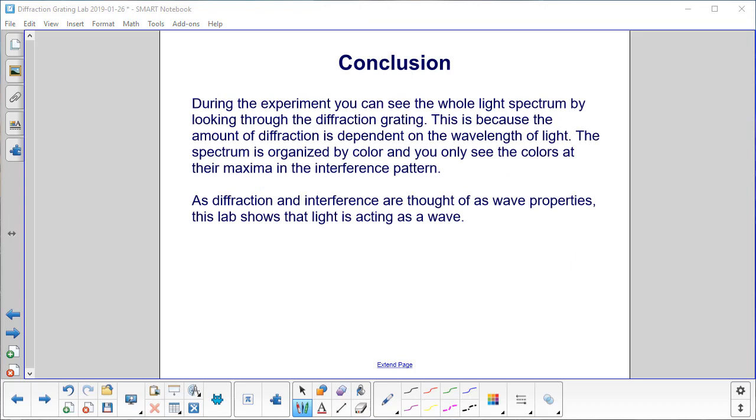During the experiment, you can see the whole light spectrum by looking through the diffraction grating. That's because the amount of diffraction is dependent upon the wavelength of the light. The spectrum is organized by color, and you only see the colors at their maxima in the interference pattern. As diffraction and interference are thought of as wave properties, this lab shows that light is acting as a wave.